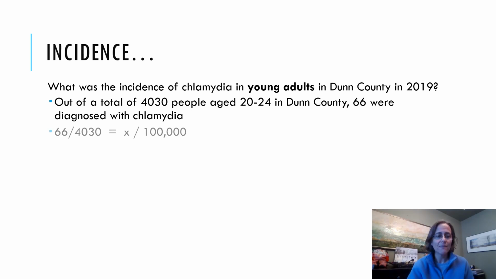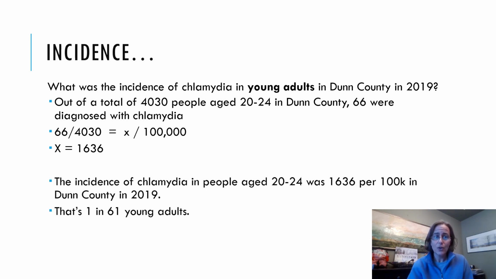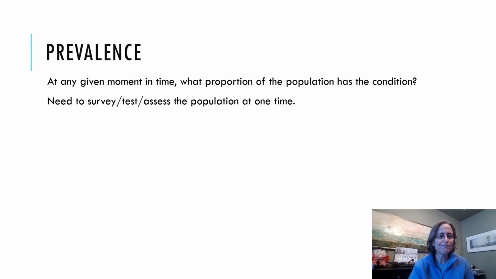So let's do the math. 66 out of 4,030 is equivalent to 1,636 out of 100,000. So that's actually 1 in 61. It went from 1 in 275 for the overall population to 1 in 61 young adults. So it's pretty common, okay? We see quite a lot of chlamydia in young adults in Dunn County. We see quite a lot of chlamydia in young adults in most of the entire country. It's just a really common infection.